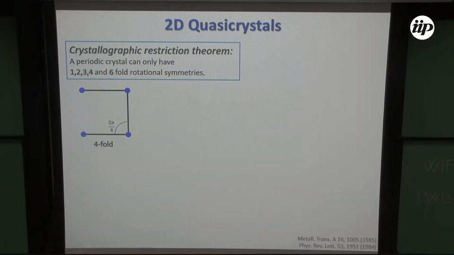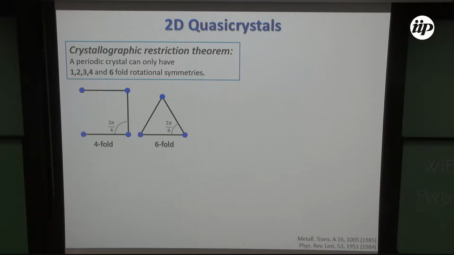What is a quasicrystal? Let me start in 2D. In condensed matter 101, probably all of you have heard about the crystallographic restriction theorem. If you have a periodic crystal in 2 dimensions, you can only have 1, 2, 3, 4, and 6-fold rotational symmetries. When you think about this in a geometric fashion, it makes a lot of sense. If you have a 4-fold symmetry, you naturally get a square. If you have a 6-fold symmetry, you naturally get a triangle, and you can tile the plane with triangles.